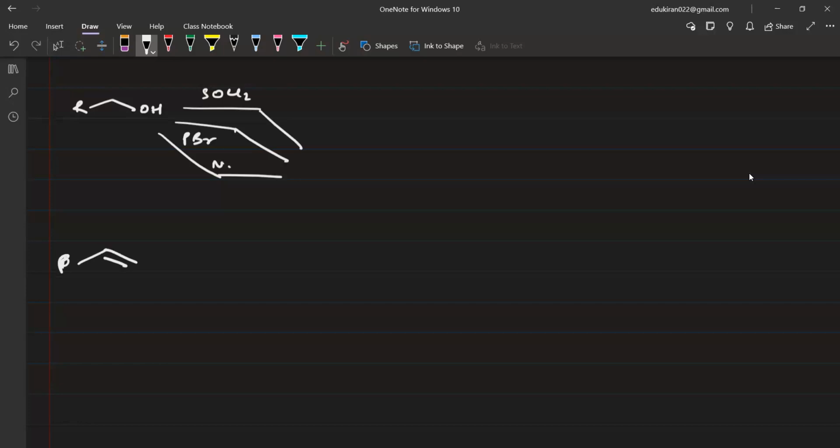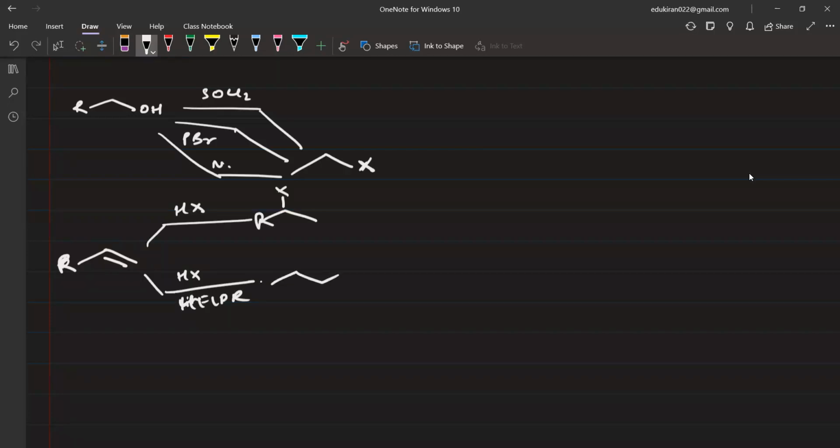RCH, here you have a double bond like this. Then for this you have two methods. You have here HX. All of these things are going to give you what? X. You write it like this, X. Okay. Then you have HX, and then you have HX in the presence of light, or you will write peroxide. So this is going to give you X here, R is going to be here, and this is going to give you R here and X here. So this is the way you are going to summarize it in one page.